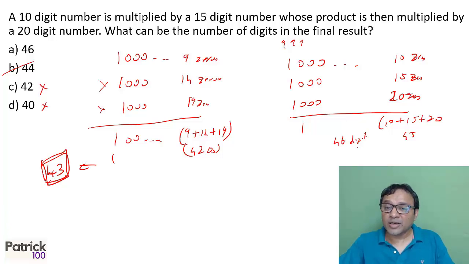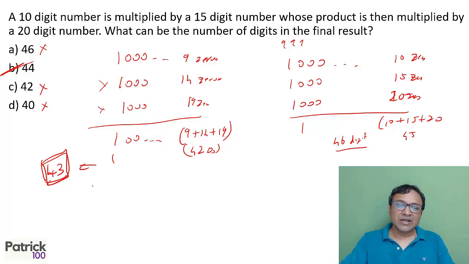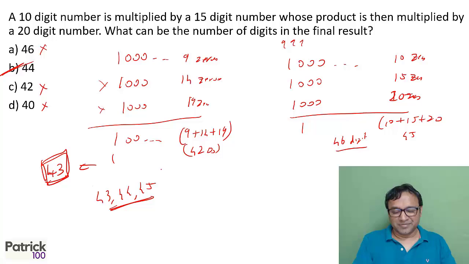Now the actual number will be smaller than this, so smaller than a 46 digit number. So a 46 digit number is not possible. So 44 is possible. Basically, what is possible is 43, 44 and 45 digit numbers. Below that and above that is not possible.